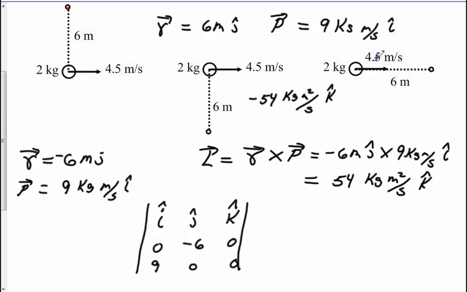Okay, in the third case, here your rotation about this axis here. In this case, you would have your R value be -6 meters. But then look what you would get for your P value. You get positive 9. You can't cross an I into an I. So in this case, your angular momentum in this case would be 0.